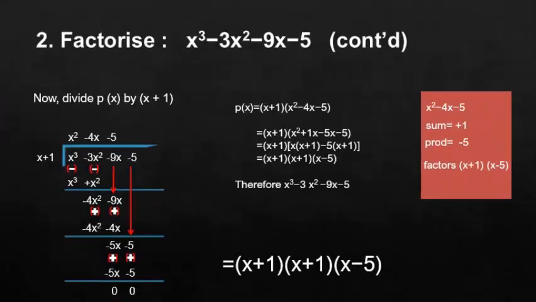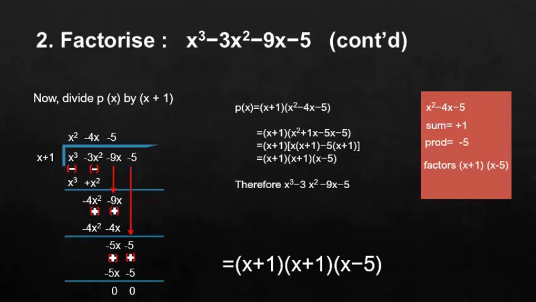So here, what all are we using? First, we are checking the factors of the constant term. Then, by random substitution, we are getting x plus 1 as the first factor. After getting that, we are doing the long division method. Then we are getting another factor as x square minus 4x minus 5.